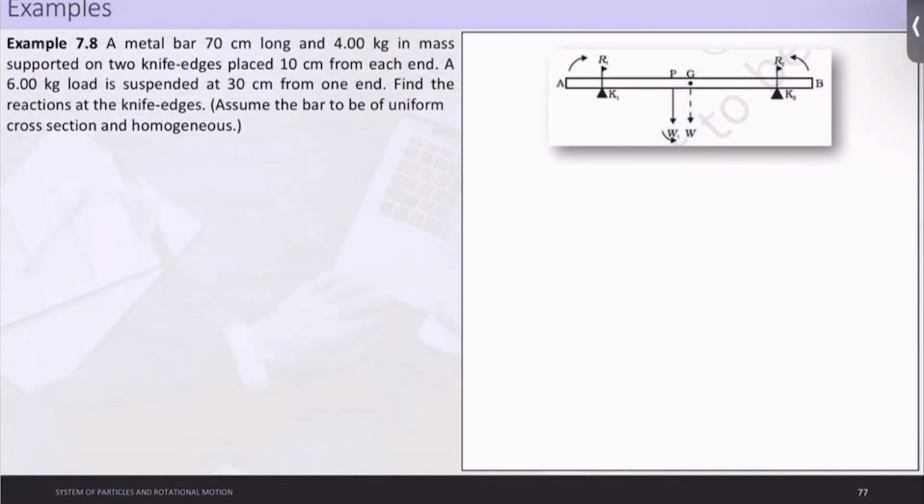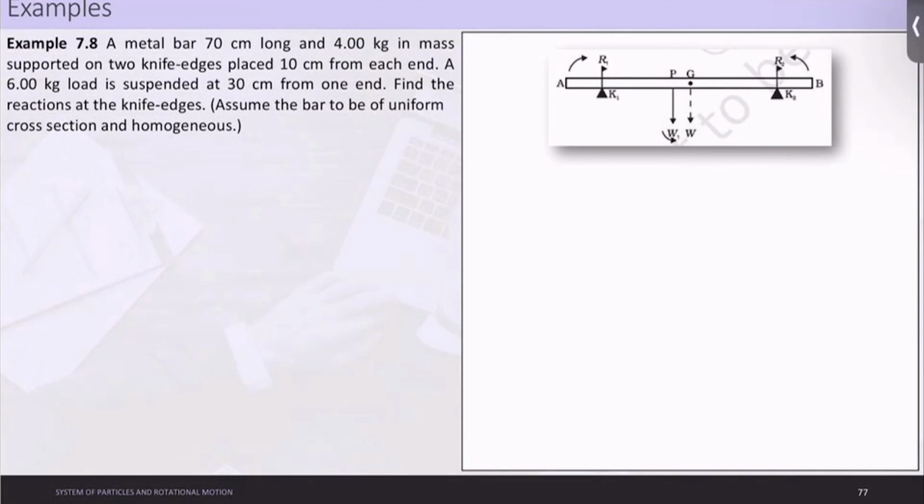Now let us understand some examples related to all the concepts we studied regarding rotational and translational equilibrium. And after those are done, we'll move on to the most important concept of this lecture series, which is moment of inertia. Okay, so let's start with this problem first of all.